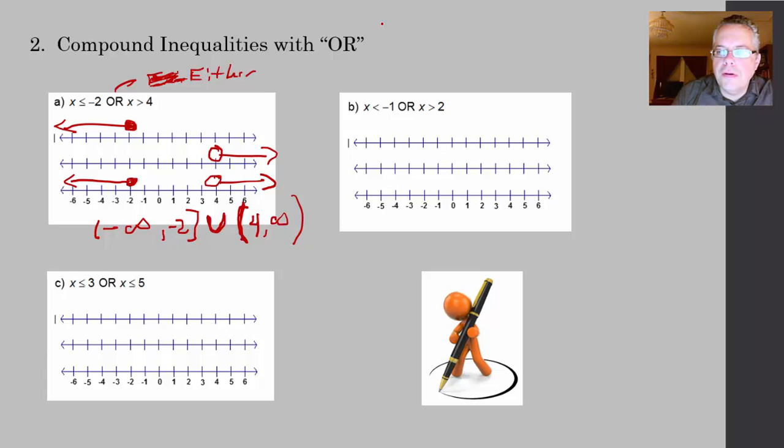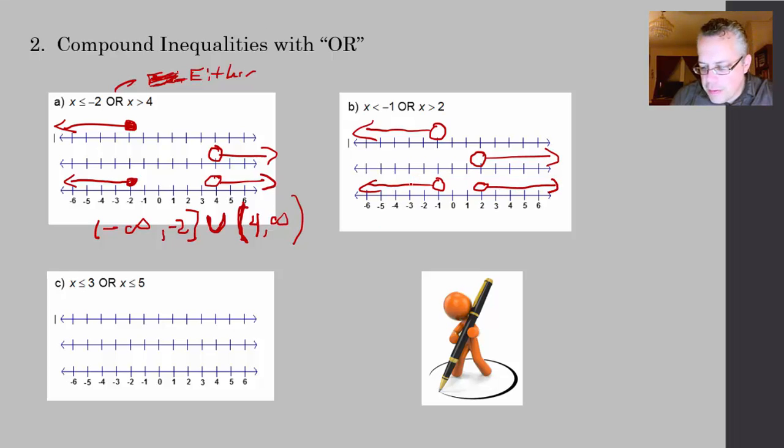X less than -1. So put a hollow dot at -1. Go to the left. X greater than 2. A hollow dot and to the right. This is an OR, so we want all the values that are in either graph. So we're going to have all the values from the first graph put together with all the values from the second graph. All right, so my last graph represents all the values of x that are on at least one of the graphs, at least x less than -1 or x greater than 2.